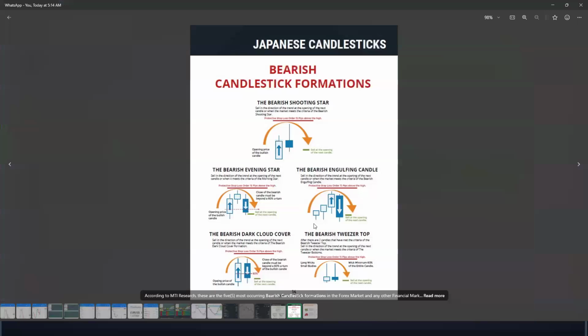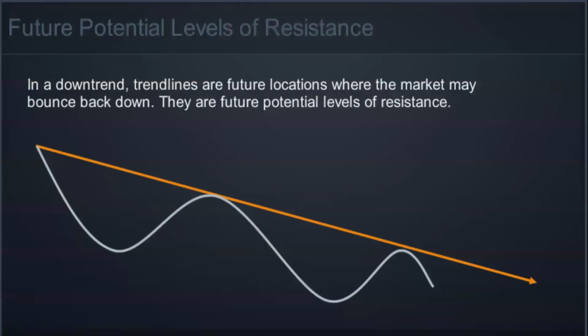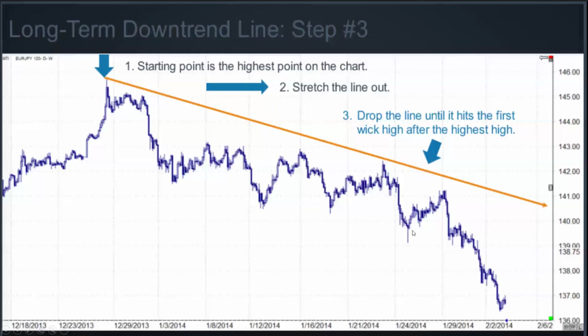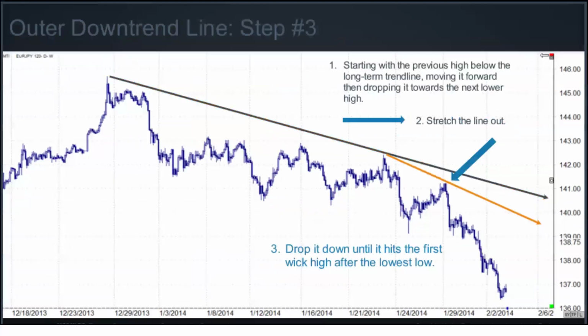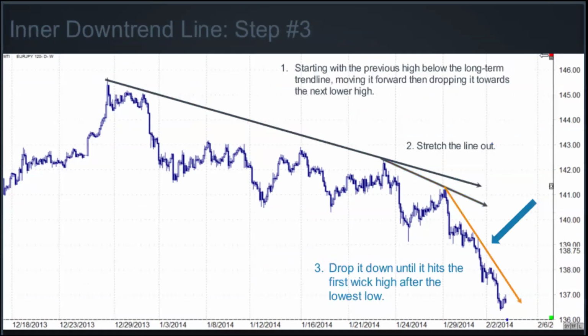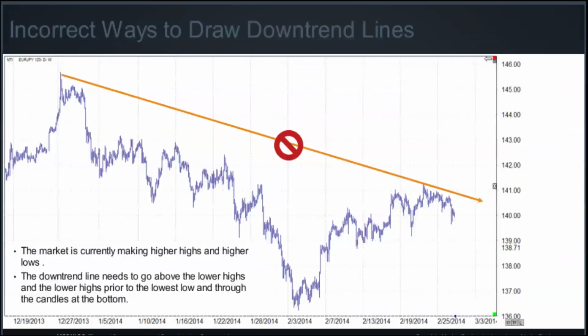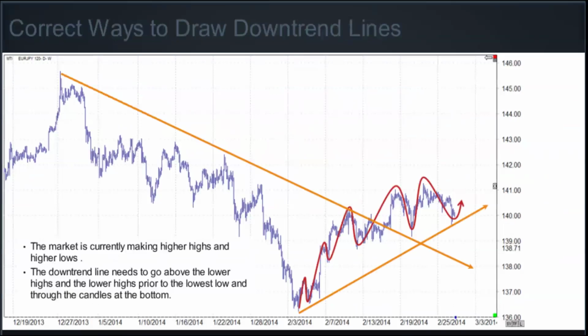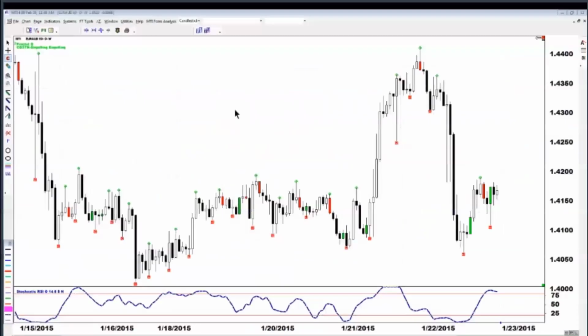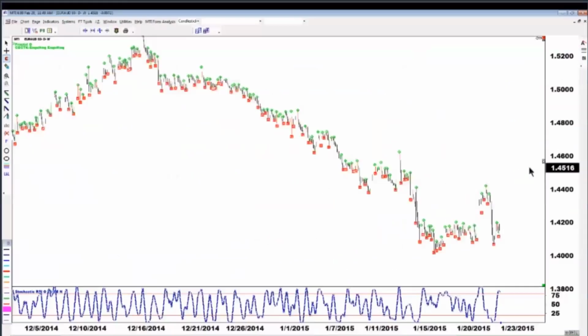Without wasting much time, let's just go down. This is just to show you how we draw the trend line. We pick it, we stretch it, we move it back to the chart. It touches the wick, we stop. We go to the next one, pick it, stretch it, move it to the chart, touches the wick, we stop. And then we go for the inner, the same thing. And then we wait for the market to break. Okay. So that basically shows you how we draw the trend lines.